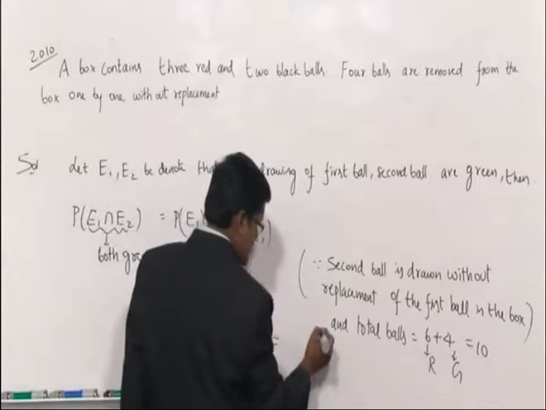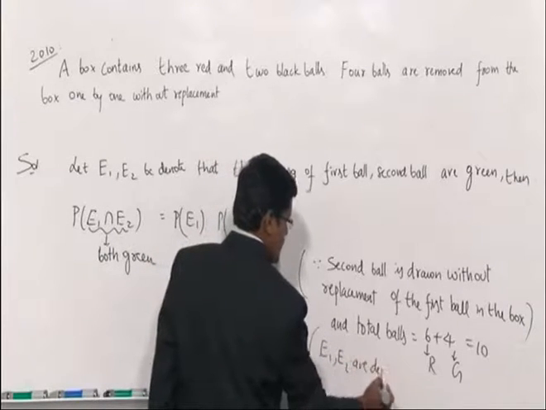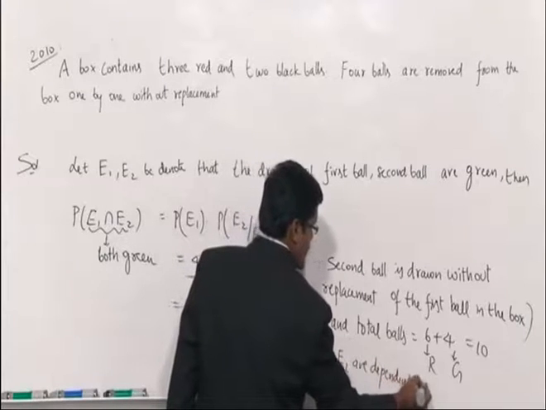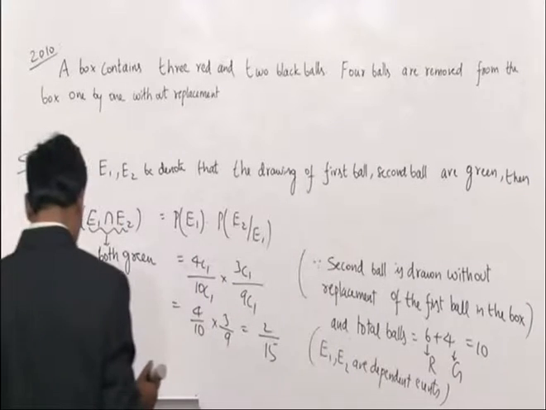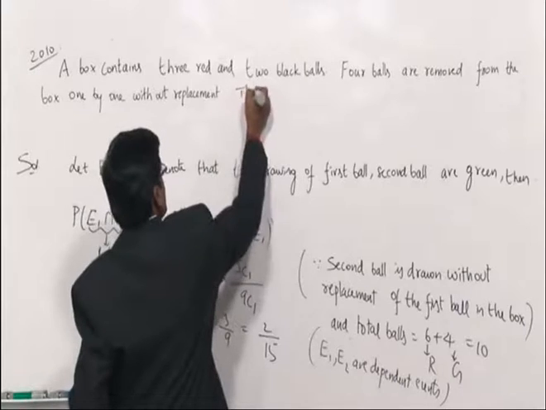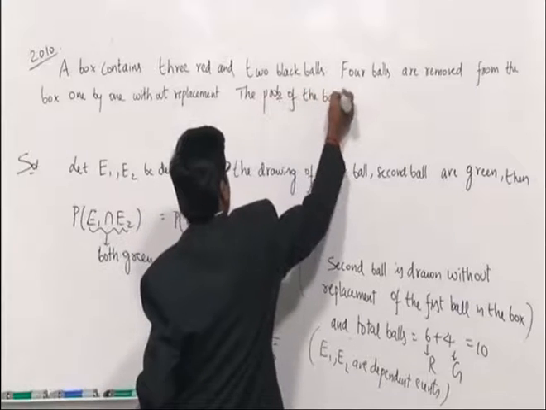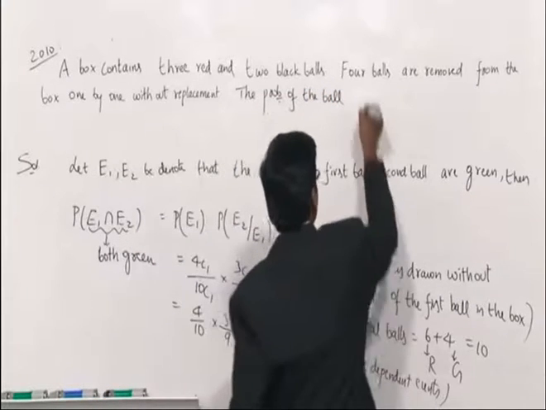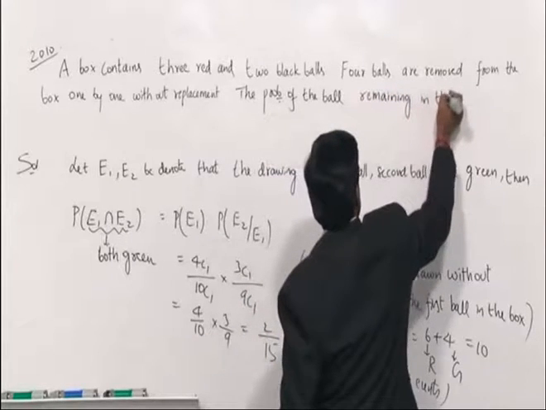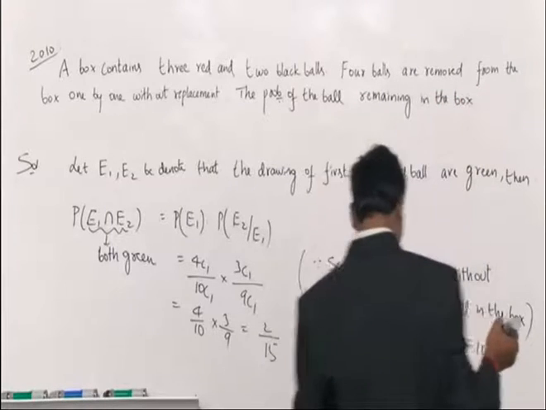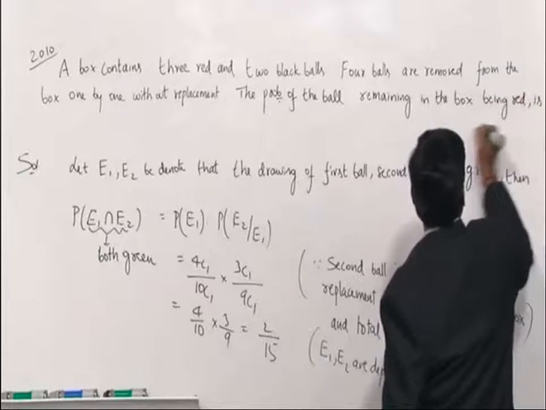Here also you can write the reason: E1, E2 are dependent events. In the last problem we added this sentence also as a reason. The probability of the ball remaining in the box being red is.